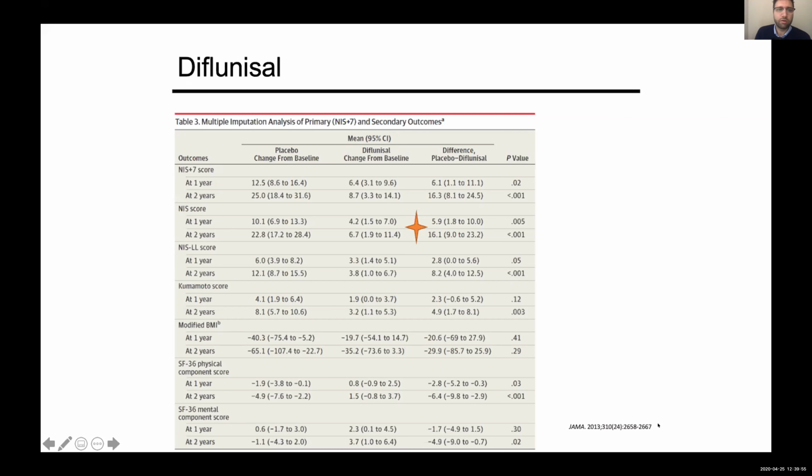Diflunisal, if you look at the neuropathy impairment score here compared to patients who are on placebo, there was a significant difference in the neuropathy impairment in the patients who were on diflunisal. They did much better than the people who were on placebo. We have kind of similar, actually a little bit weaker, data with tafamidis on the neuropathy.